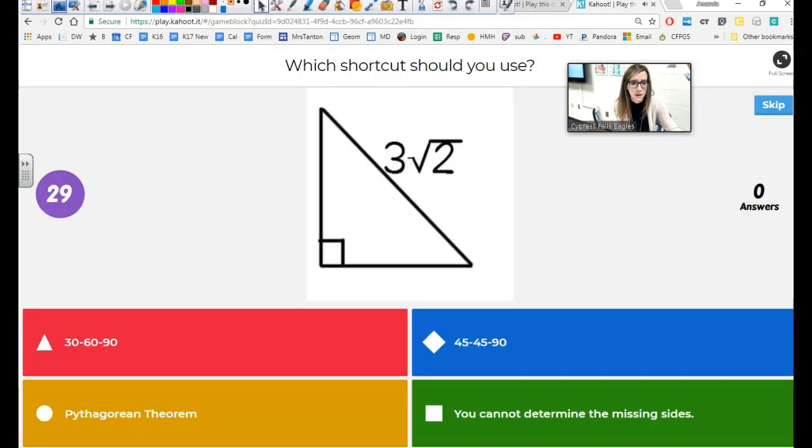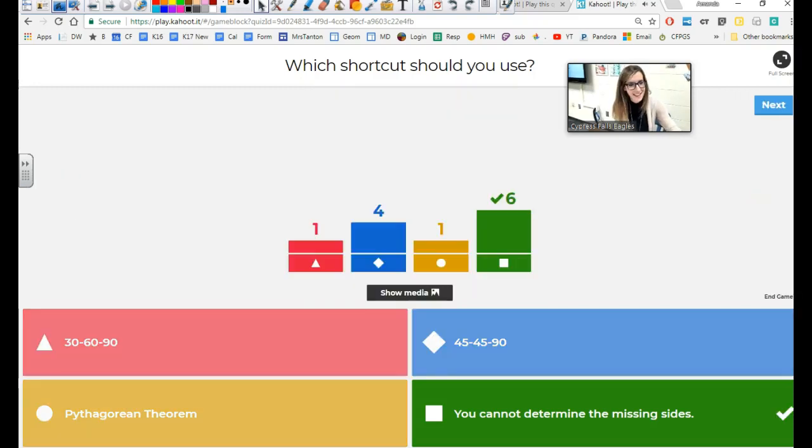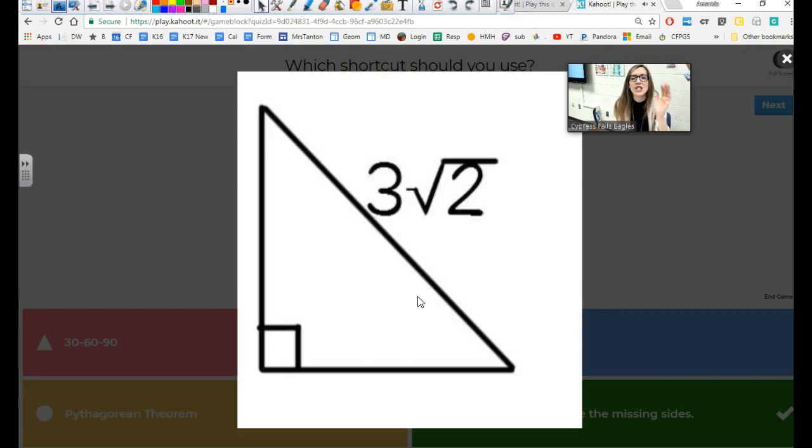Which shortcut should you use? Read all your choices. It is so tempting to say 3 root 2. It is a right triangle. But what are the angles of this right triangle? We don't know. Unfortunately, there are no tick marks on the side. It doesn't give you one of the angles. So for all we know, this could be 27 and this could be 63.